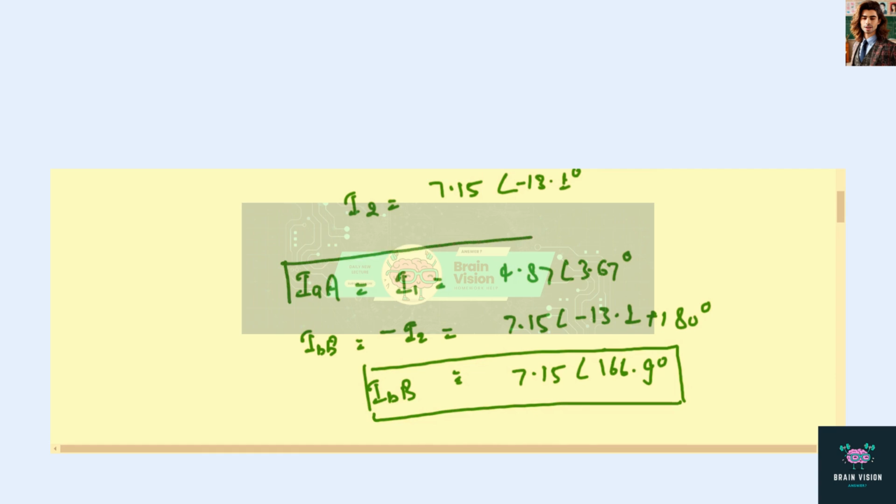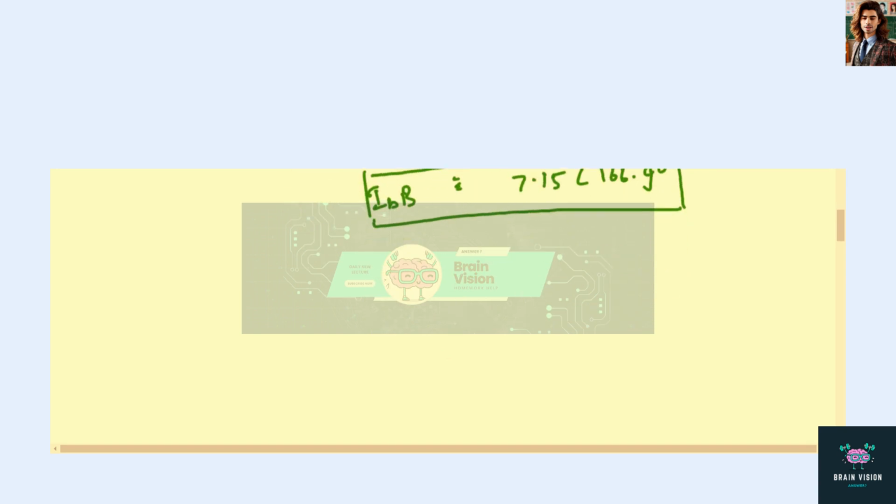Now the final value of I_NN' can be written as I2 minus I1, and I2 minus I1 will become 2.856 angle minus 42.55 degrees ampere. This is the final answer of I_NN'.